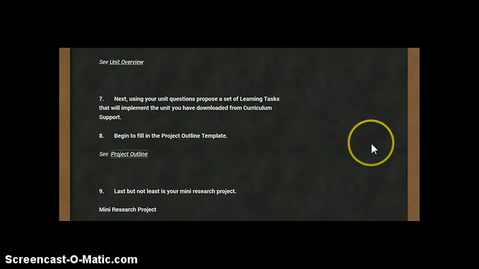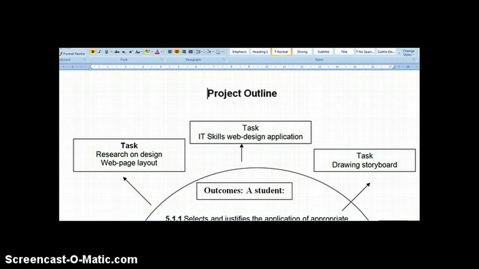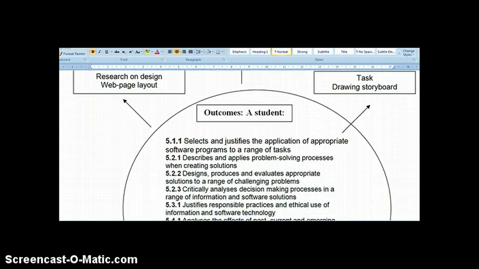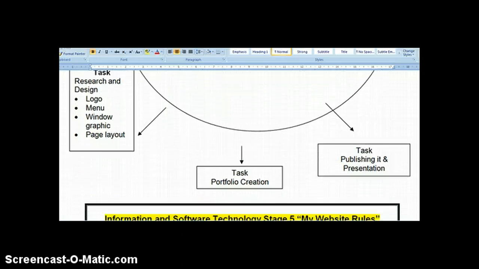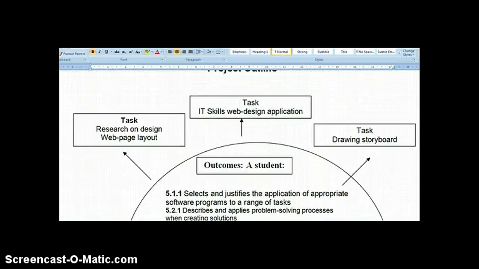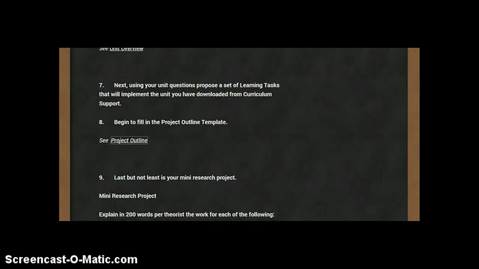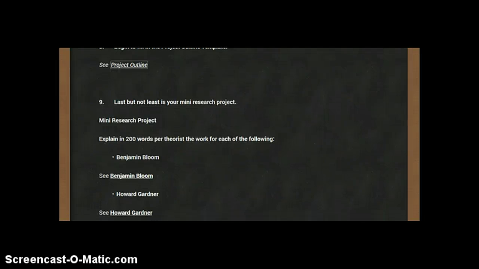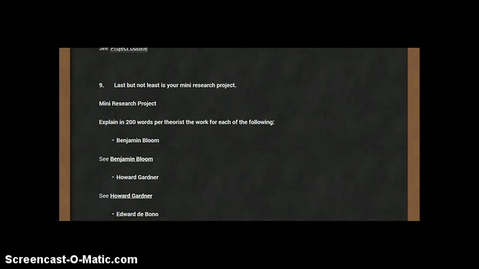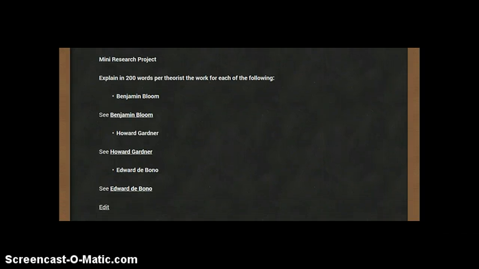We began by outlining a project outline by proposing the syllabus outcomes a student needs to achieve, with the tasks individually that need to be accomplished throughout. Later, we needed to do a mini research project on the three theorists that we were introduced to: Benjamin Bloom, Howard Gardner, and Edward de Bono.